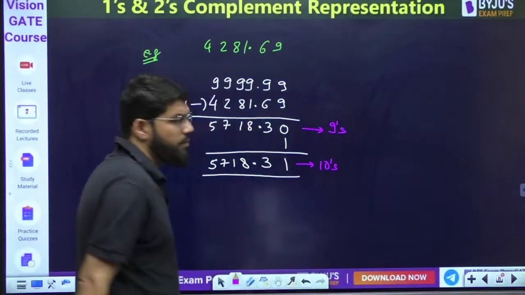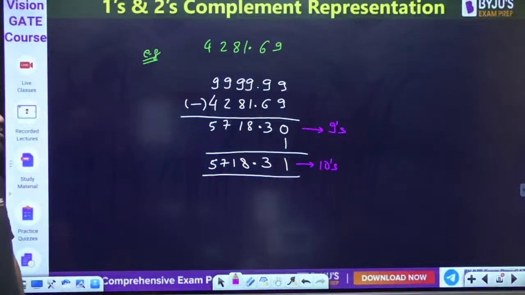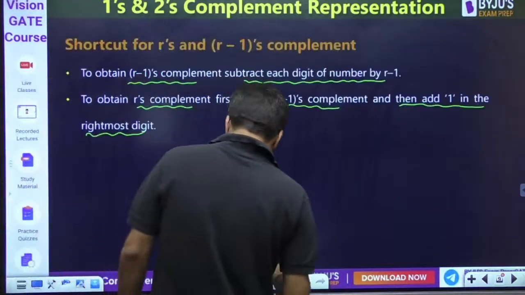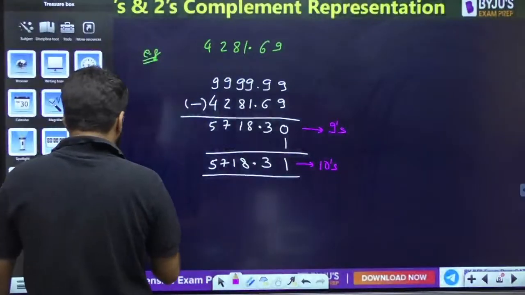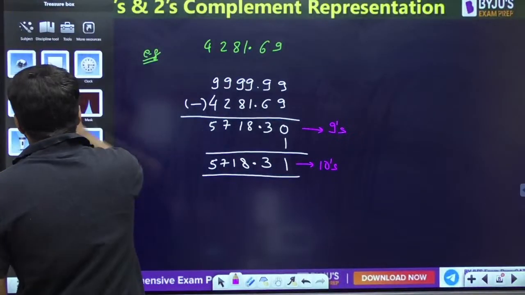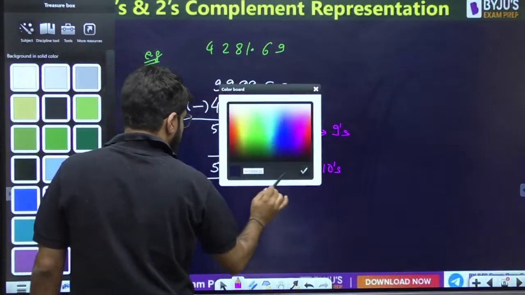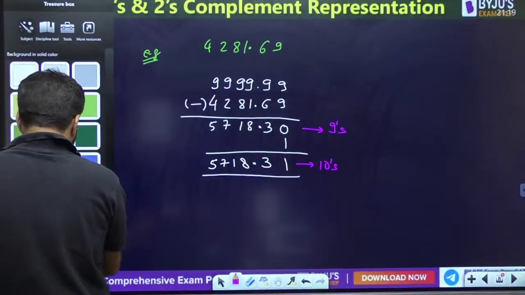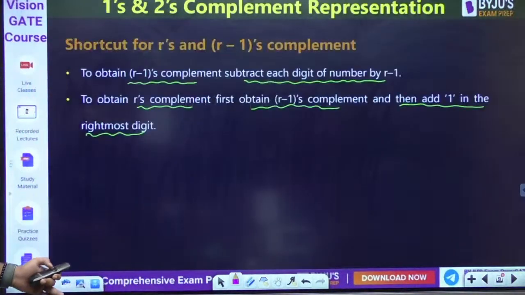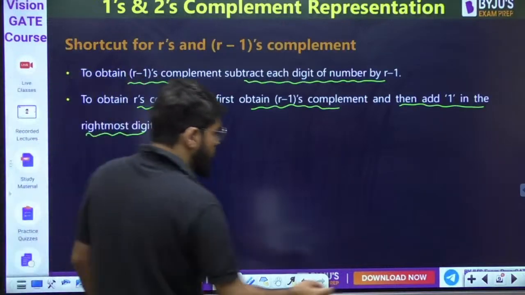This is the 10's complement, 5718.31. Okay, next example. Now let me take one more example before we go to binary.